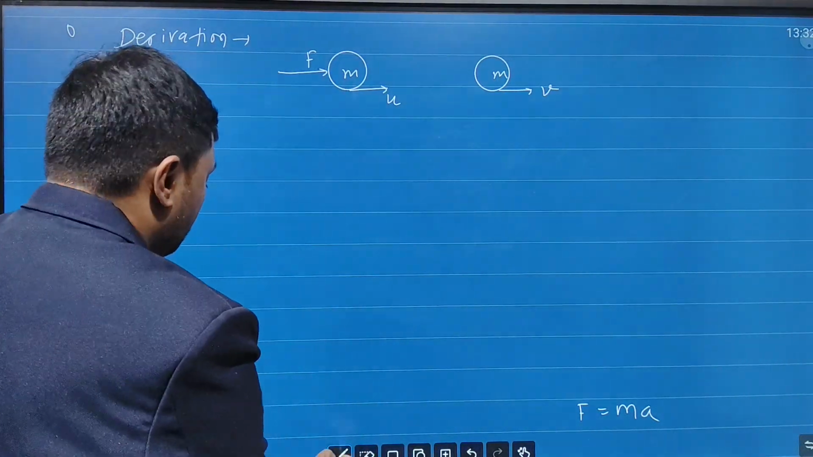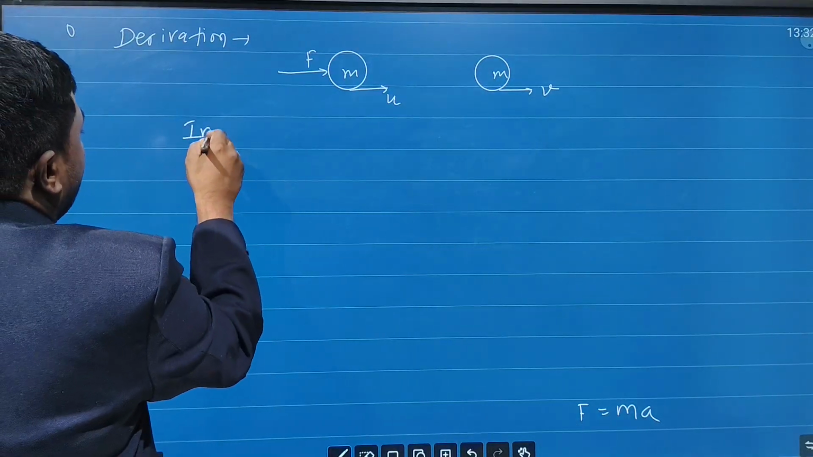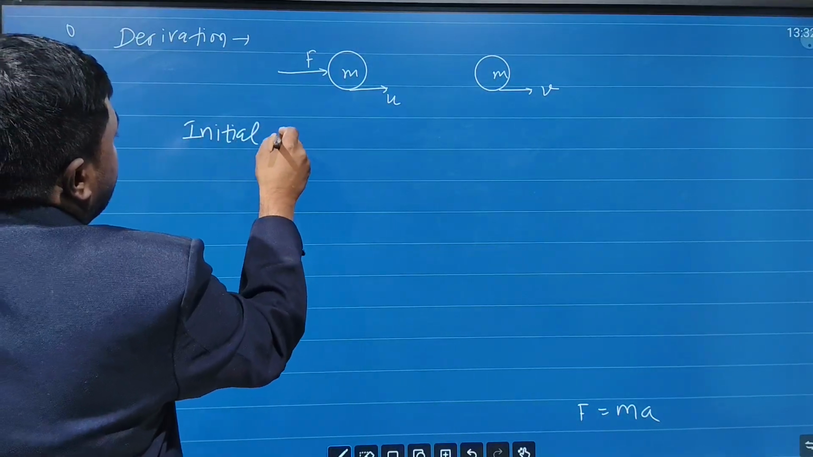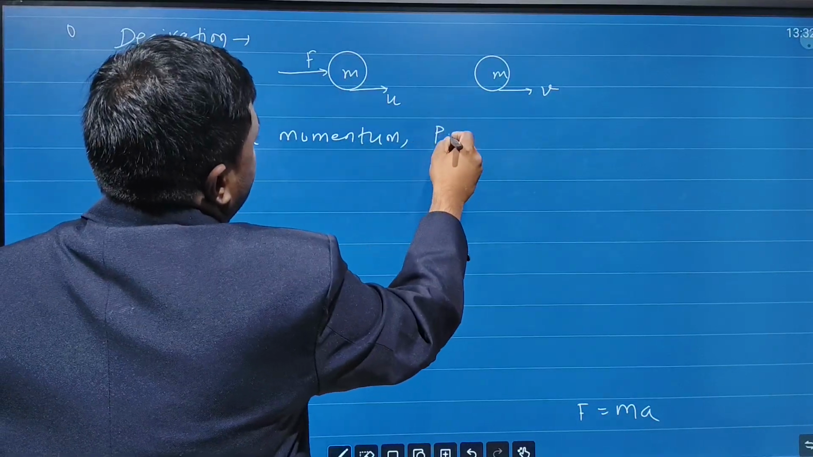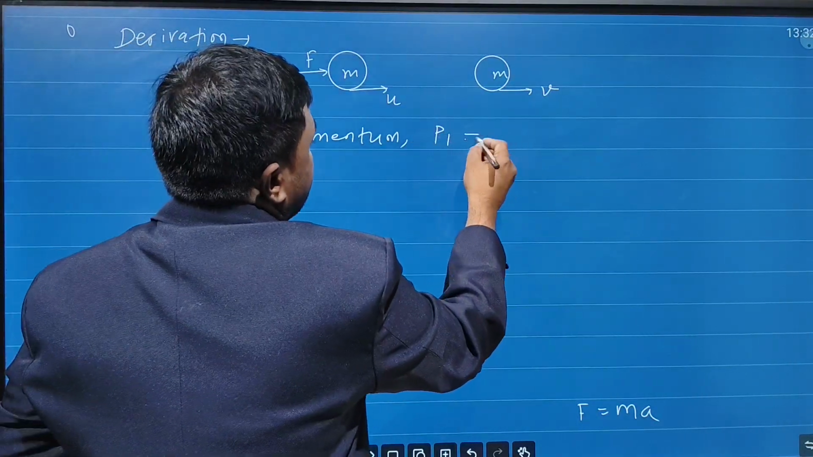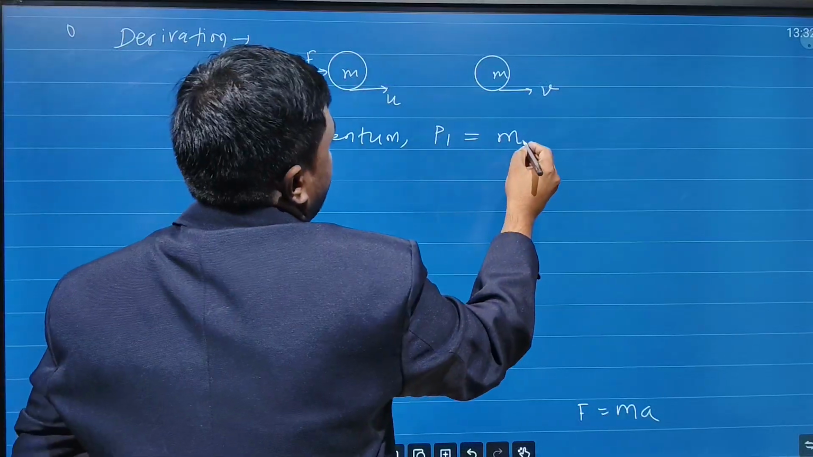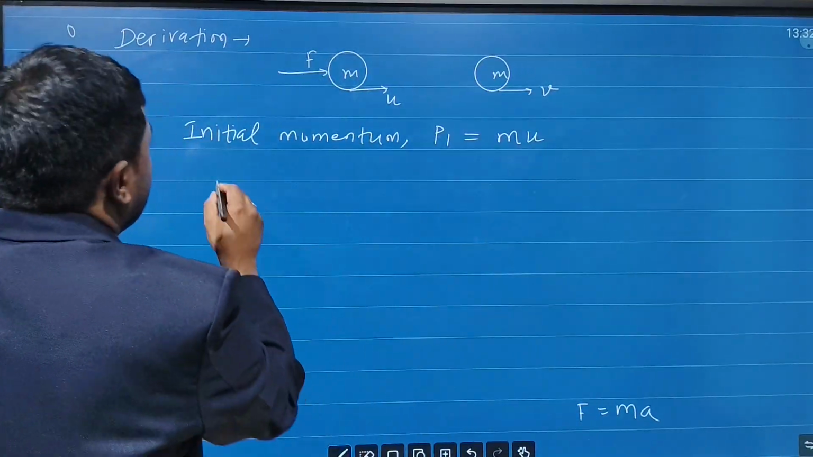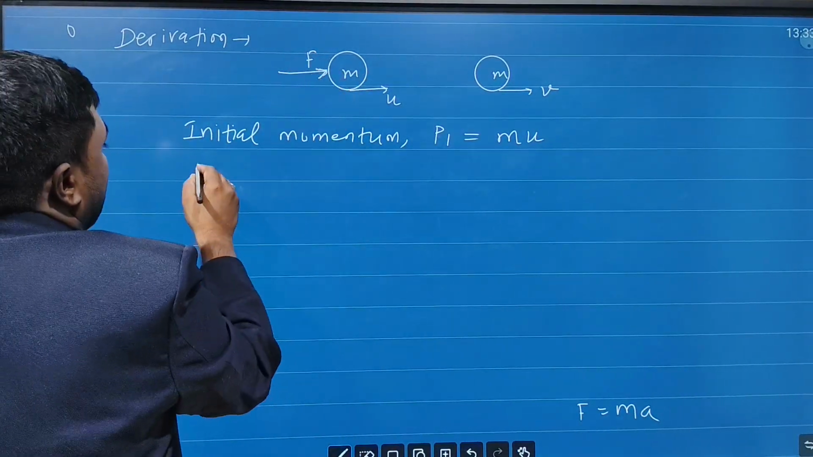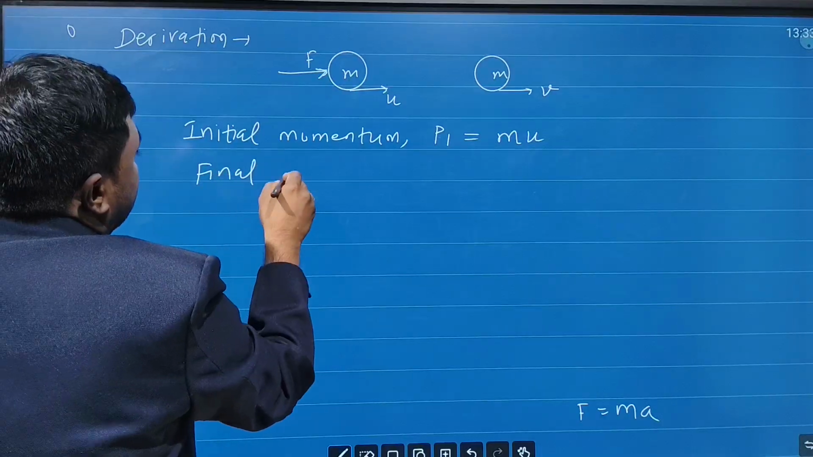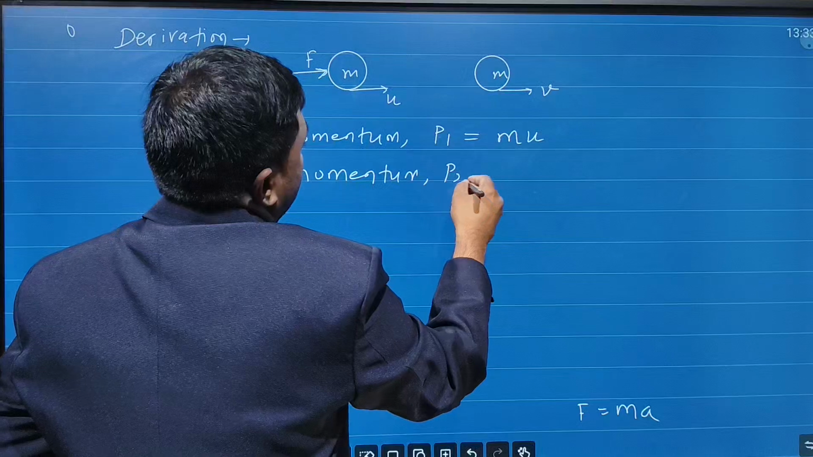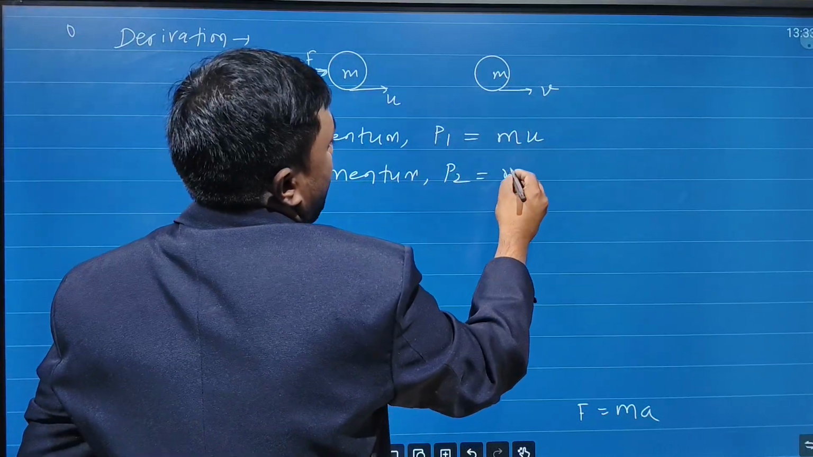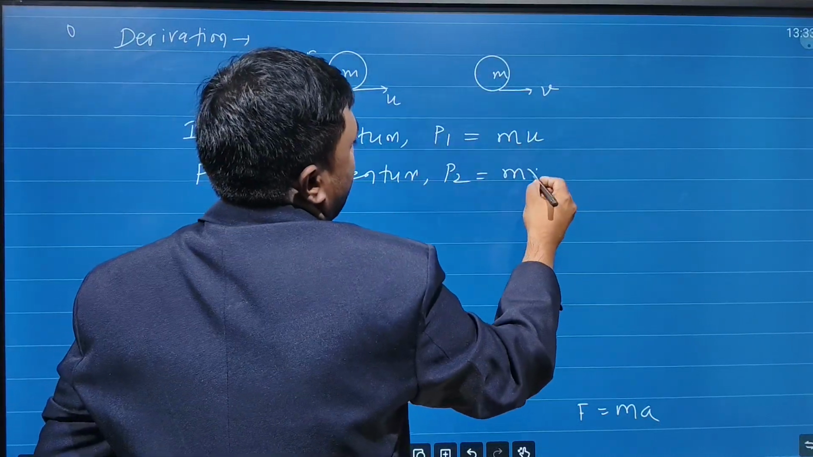Am I clear? So, what is the initial momentum? Try to understand. Initial momentum you can consider as p1 or p_i. It is nothing but mass into velocity. So mass is m, velocity is u. Am I clear? When force is applied, what is the final momentum? Final momentum you can consider as p2, which is nothing but the product of mass into velocity. Mass is m only.